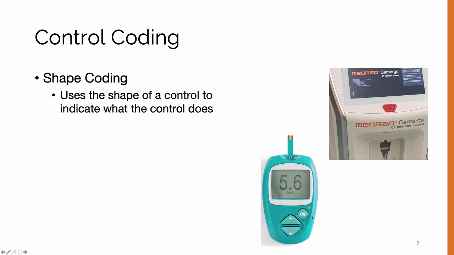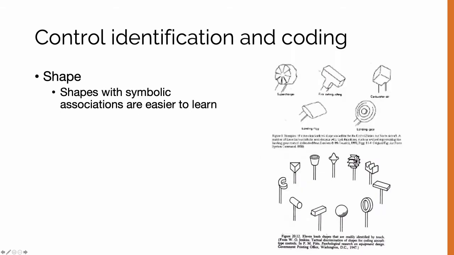Here's another example of shape coding. In this particular case, we're looking at glucose meter, I believe, and shape of an arrow going up or a triangle pointing up indicates that we're increasing. The arrow going down or the triangle going down indicates that we're decreasing, and both of those are different from the OK button, which is circular. And I think we often end up, these are terrible pictures by the way, sorry, but we often end up making good use of shape coding.